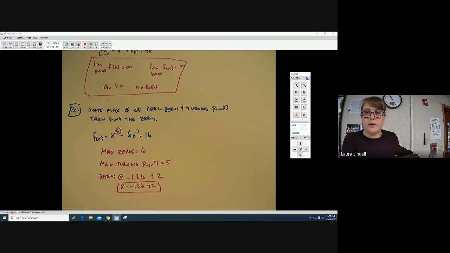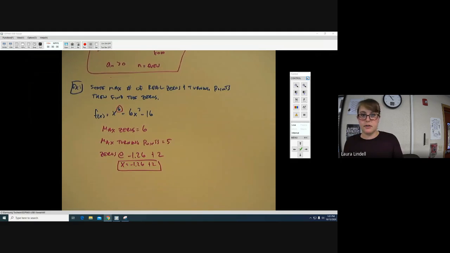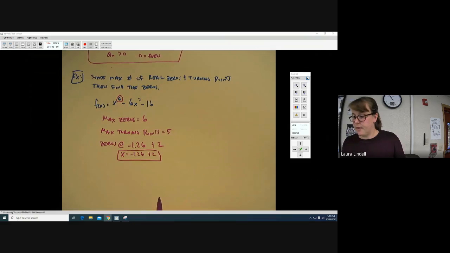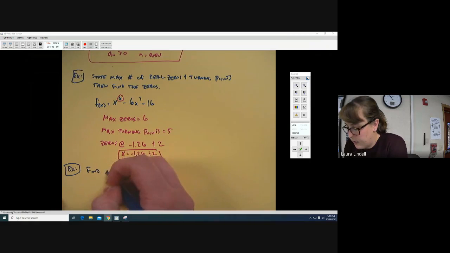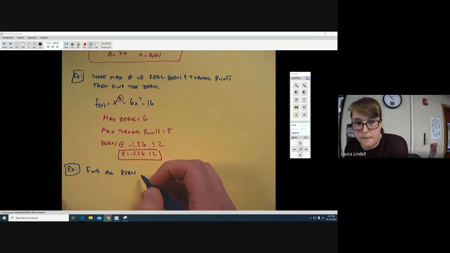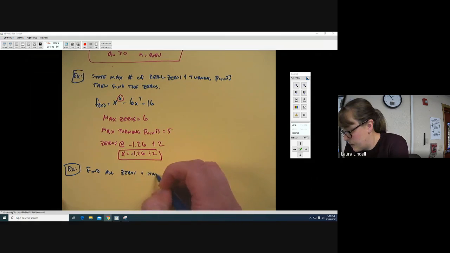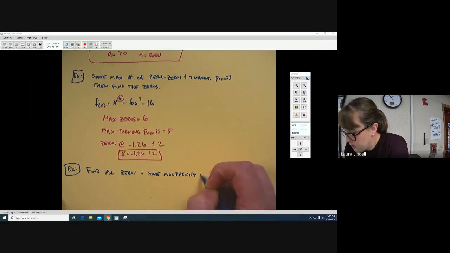Let's see. And then the last kind of question that we might be asked, we might be given something that's already factored and asked to find the multiplicity of the zeros or find all the real zeros, and things like that. So find all zeros and state multiplicity of any repeated zeros.